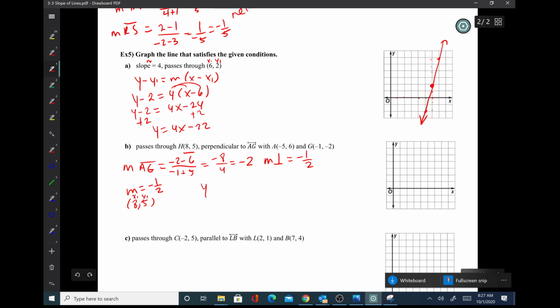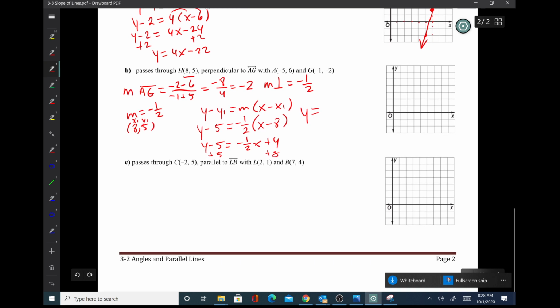So we're just going to plug it into the formula, y minus y1 equals m times x minus x1, right? Just plug it in. y minus 5 equals negative 1 half, remember we're using the perpendicular slope, times x minus 8. So y minus 5 equals negative 1 half x plus 4. Bring the 5 over. So we get y equals negative 1 half x, and we added 5, so plus 9.